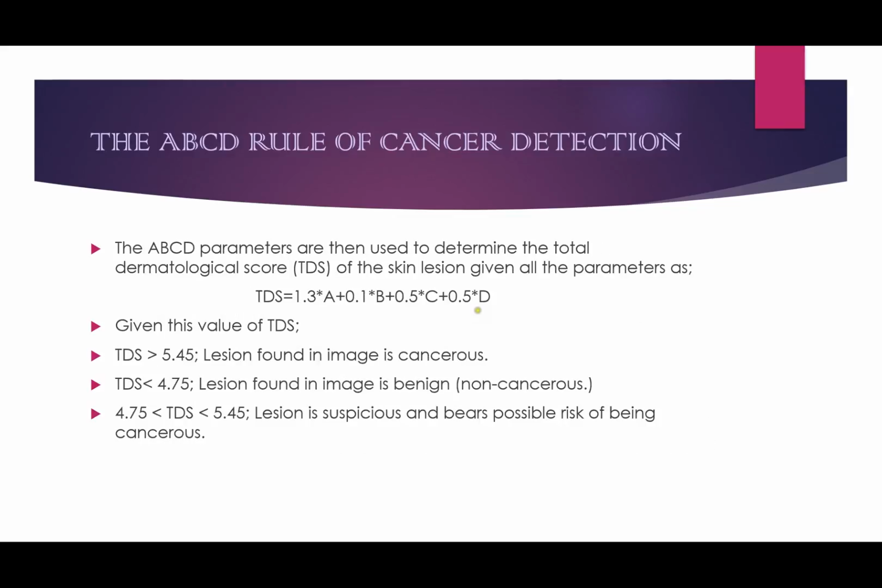Now, using these ABCD parameters which we've just defined, we can combine them, weighting them in terms of their influence and characteristics when they manifest, and determine a weighted score which would give us an idea of the threat imposed by the current skin lesion on our skin, also known as the dermatological score. The total dermatological score gives us an aggregate score which, if it is greater than 5.45, means the lesion found on our skin is most likely cancerous and requires immediate medical attention. If it is less than 4.75, the lesion is benign, non-cancerous, and if it lies between 4.75 and 5.45, it's suspicious, and it is still highly recommended that we seek immediate medical attention.